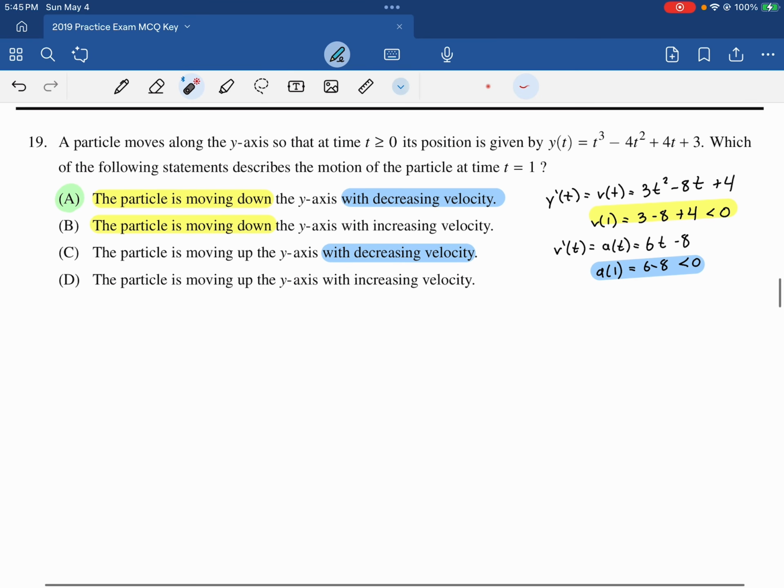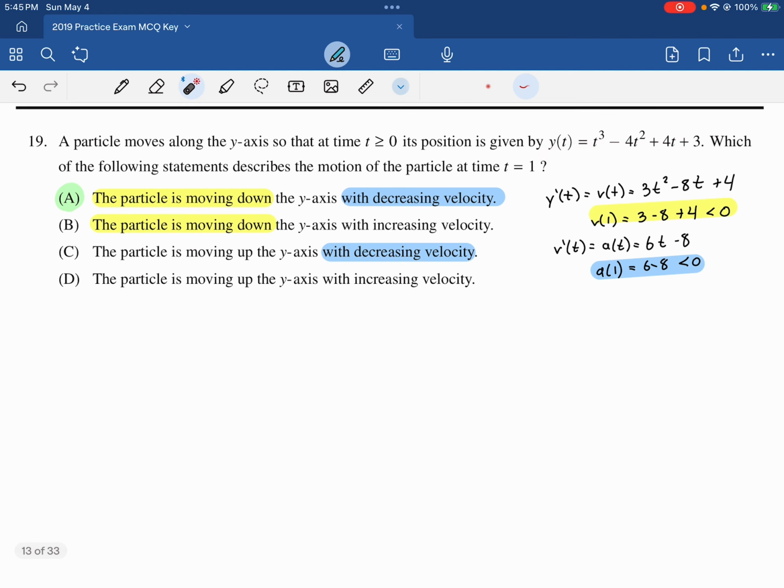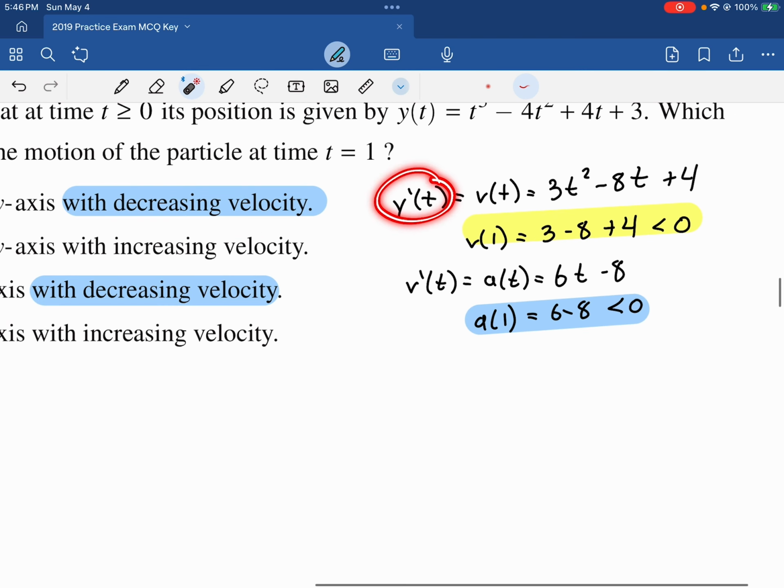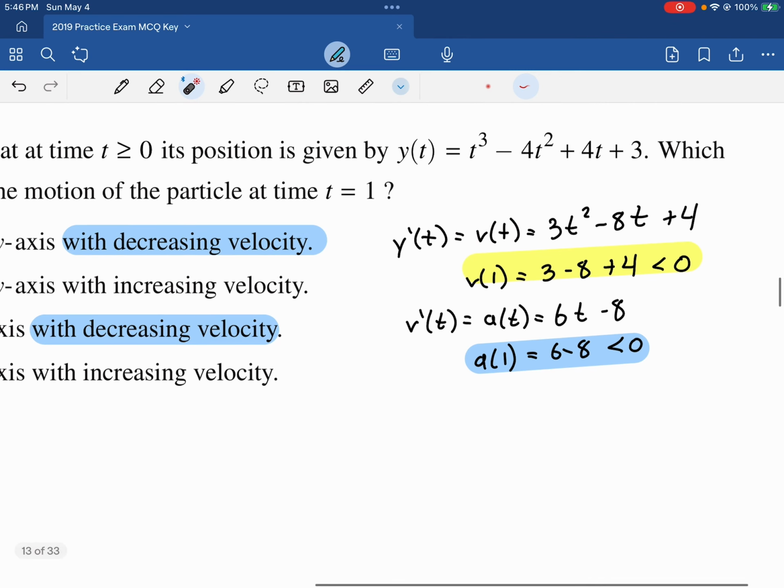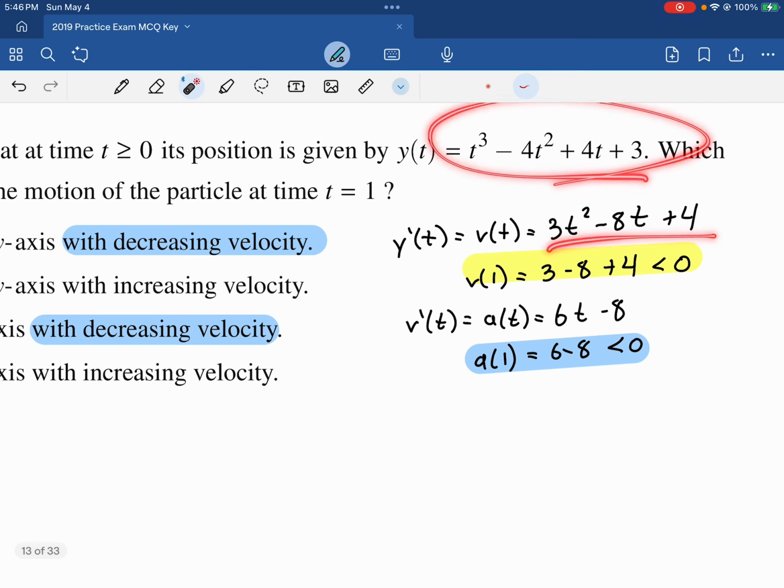A particle moves along the y-axis so that at time t greater than or equal to 0, its position is given by this. Which of the following statements describes the motion of the particle at time t equals 1? I have my y position at a specific time, and if I take the derivative of that, I have a function known as velocity to tell me maybe which direction I'm heading at different times. And so you just take the derivative of this and you get your v of t.